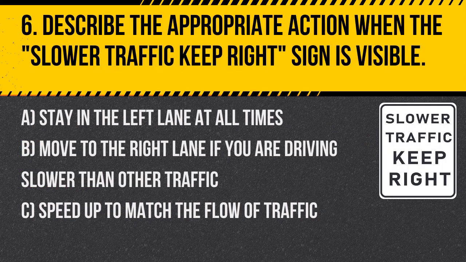Question 6. Describe the appropriate action when the slower traffic keep right sign is visible. A. Stay in the left lane at all times. B. Move to the right lane if you are driving slower than other traffic. C. Speed up to match the flow of traffic. Answer. B. Move to the right lane if you are driving slower than other traffic. This helps to maintain the flow of traffic and allows faster vehicles to pass on the left.